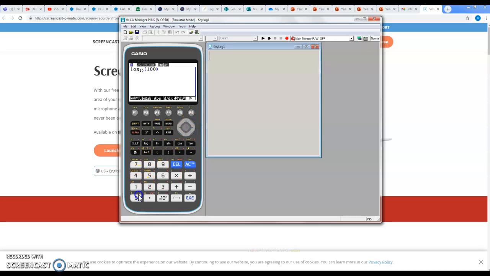of 1,000, and hopefully you know that 10 cubed is 1,000. So it's basically saying 10 to the power of what is equal to 1,000. So the answer should be 3. Let's just check I'm right. There it is. There's the answer.